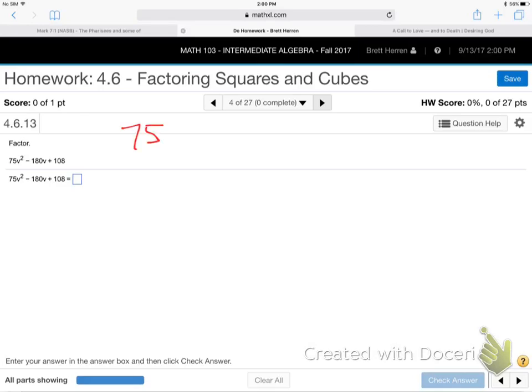So 75, I don't know if you can see that. I didn't enlarge it. 75v squared minus 180v plus 108. Try that one.